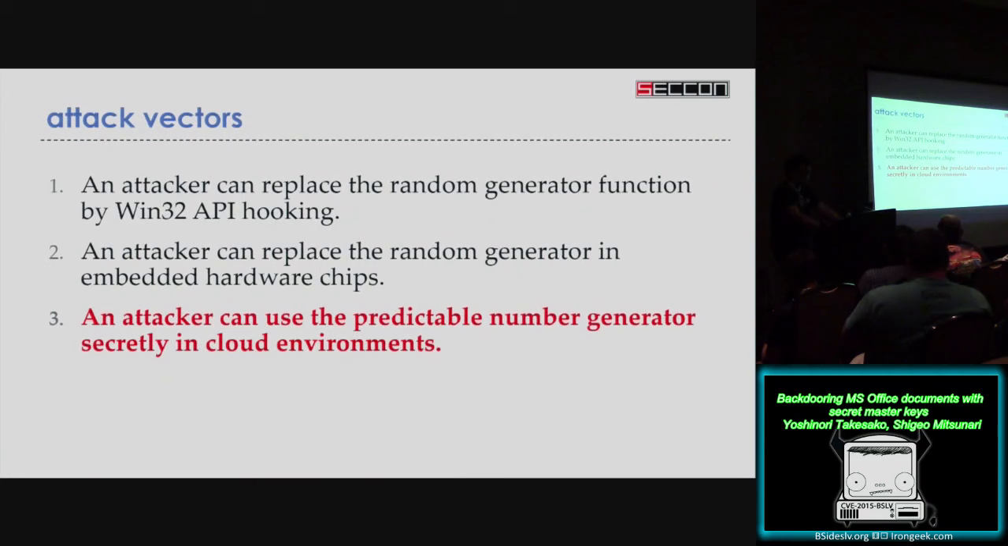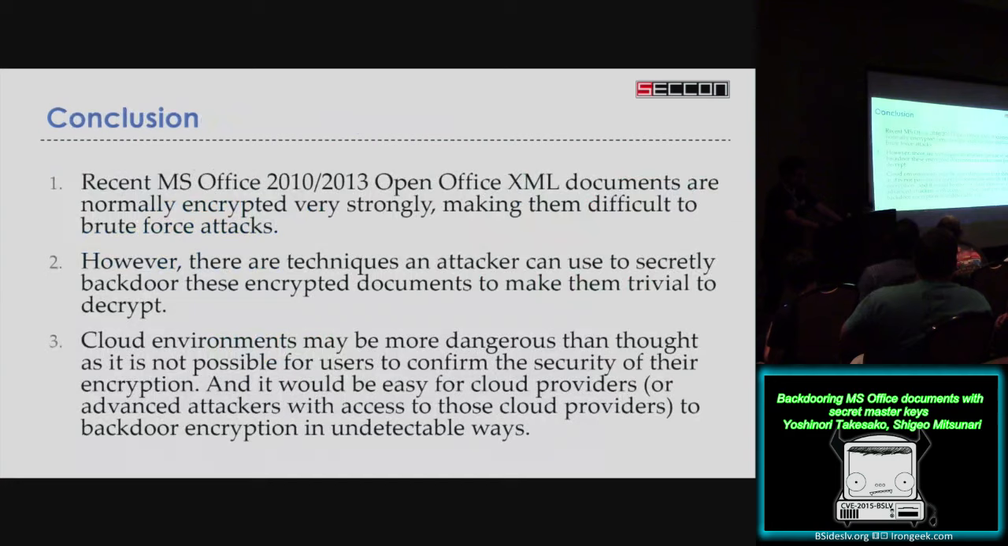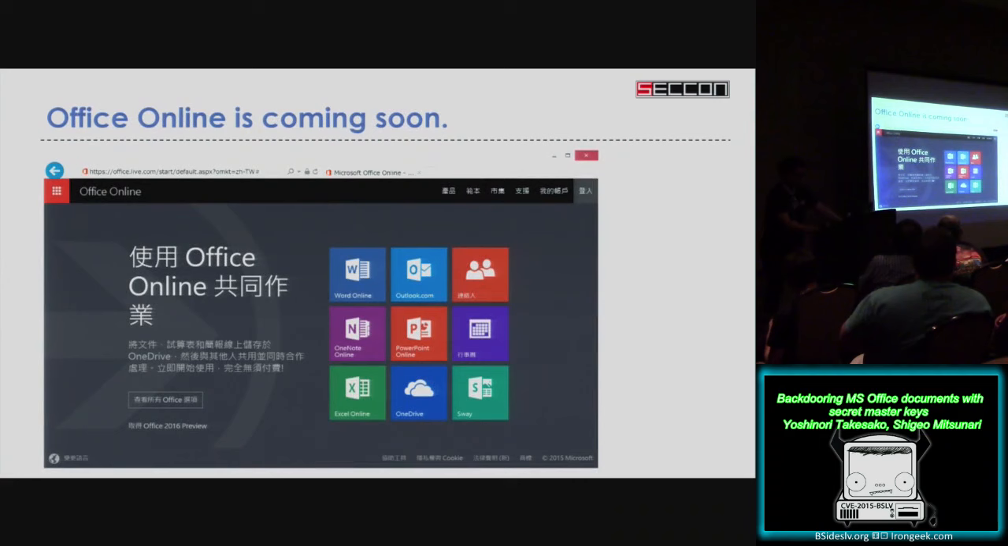However, what about the cloud environment? The third attack vector is that some attackers can use a predictable number generator secretly in cloud environments. Recently, Microsoft released Office Online. You can try this one as the Office 2016 preview edition. The Office application will be on the Microsoft cloud system. I think that we cannot stop this cloud system movement now. We should check how safe the cloud encryption algorithm and encryption system are. I think it is important that some industry companies become interested in safe encryption systems.